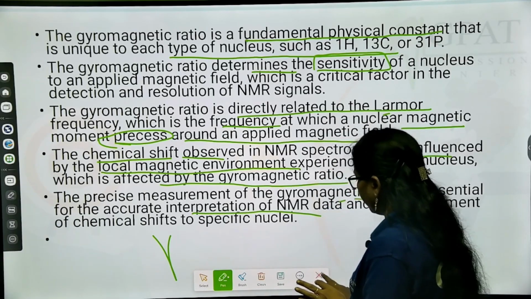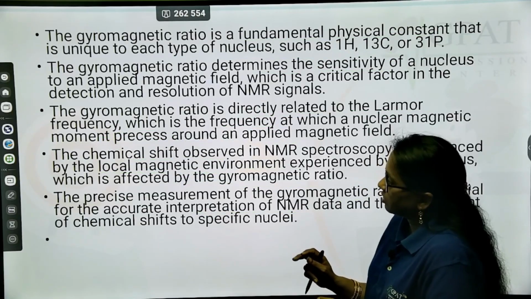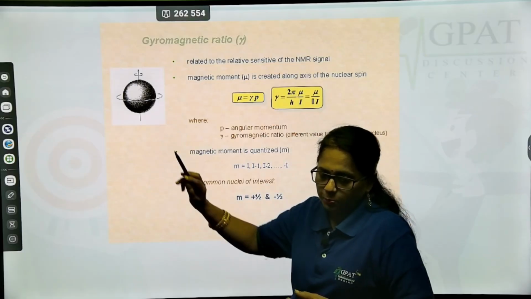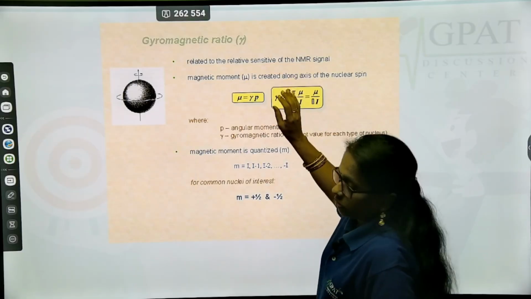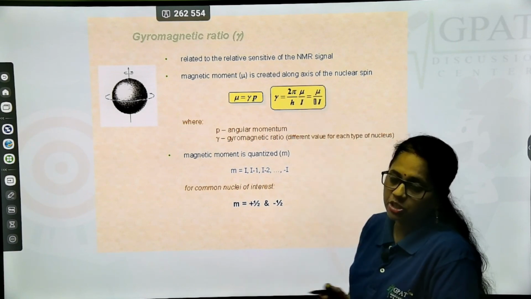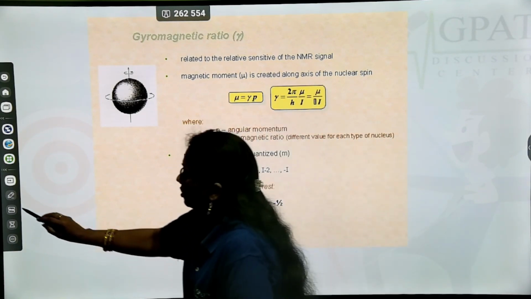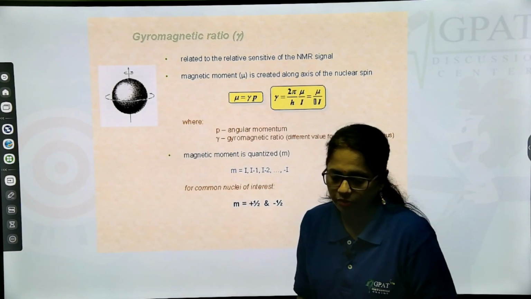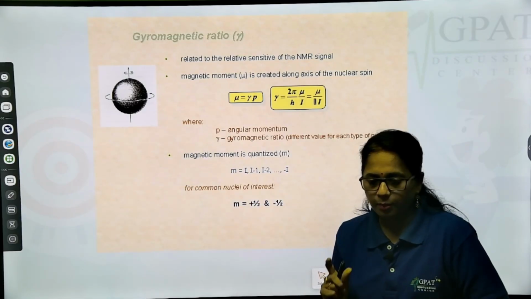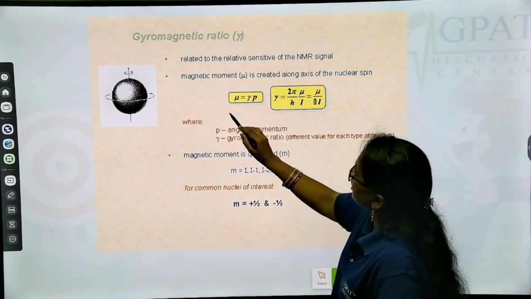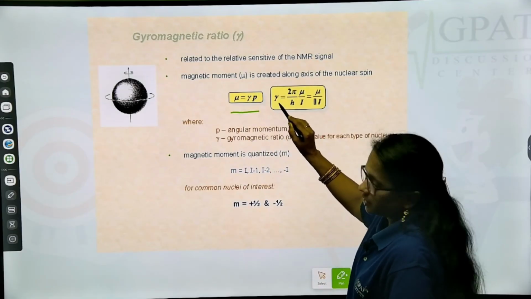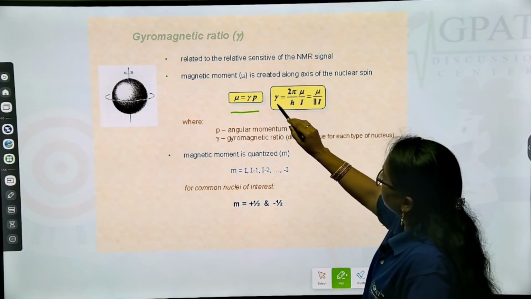Because of this gyromagnetic ratio, you are going to see it in any type of nucleus while it spins. I think it is visible now. It is related to the relative sensitivity. It is a very sensitive ratio, a physical value specific to the particular nuclei. It is calculated by using the formula, represented with gamma.